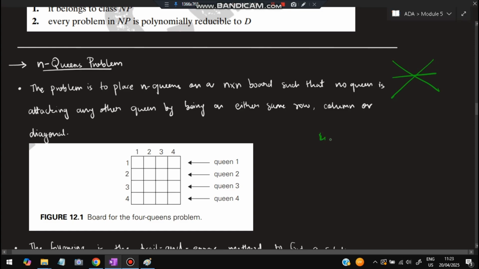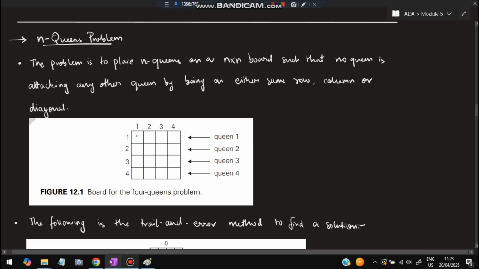Okay, N queens means there can be 4 queens, 5 queens, 6 queens on an N cross N board. Suppose it is 4 cross 4, so 4 rows and 4 columns will be there, just like in this diagram. So 4 rows and 4 columns are there, and we have to place 4 queens.